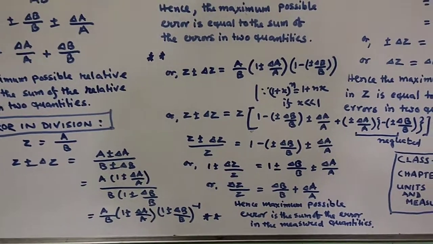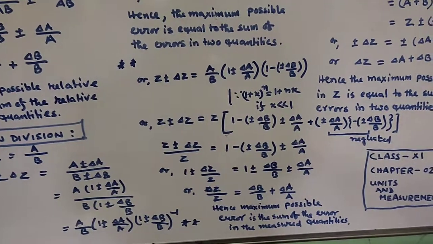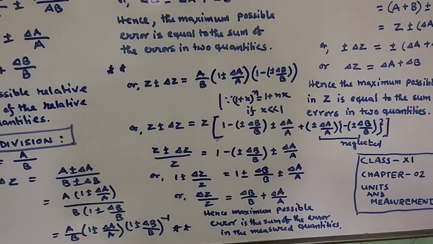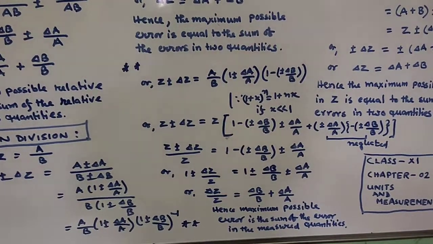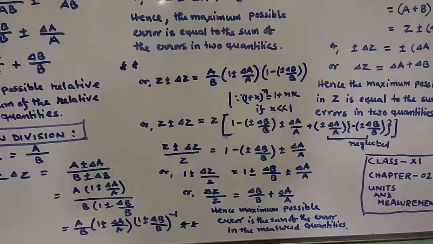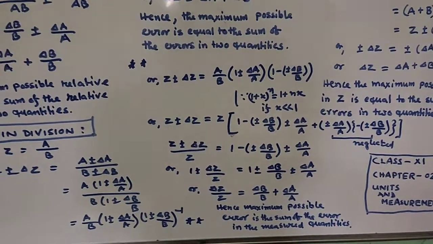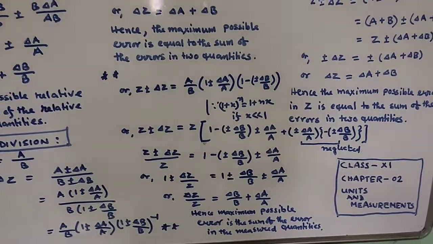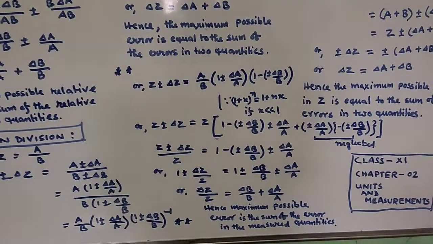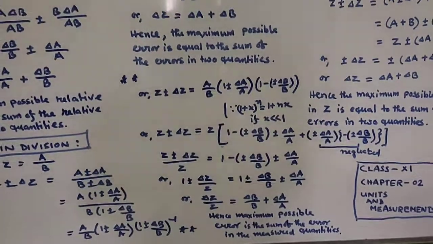So here you are using the binomial expression (1 + x)^n = 1 + nx, and this is possible if x is very much less than 1. So if you consider (1 ± ΔB/B) to the power minus 1, then ΔB/B is very much smaller than 1, because ΔB is the error and B is the actual value, is it not? So you can use this formula (1 + x)^n = 1 + nx if x is very less than 1. So n is here minus 1.